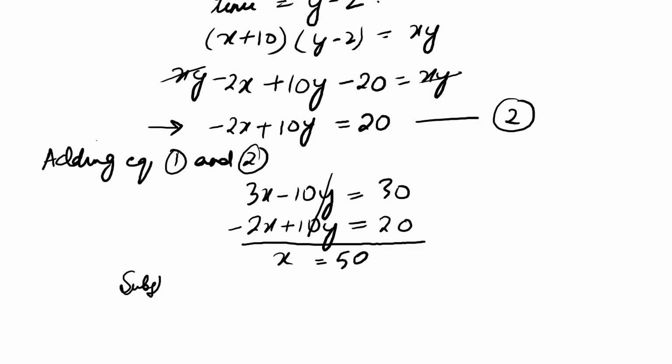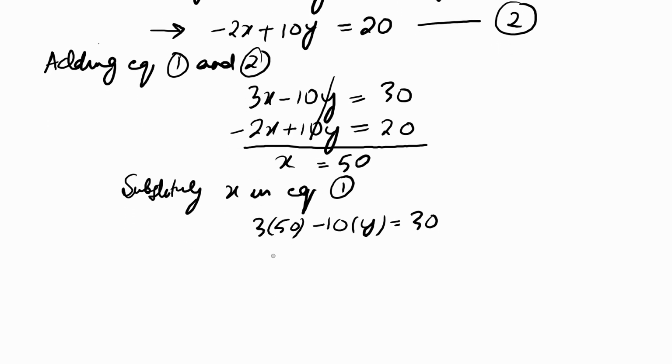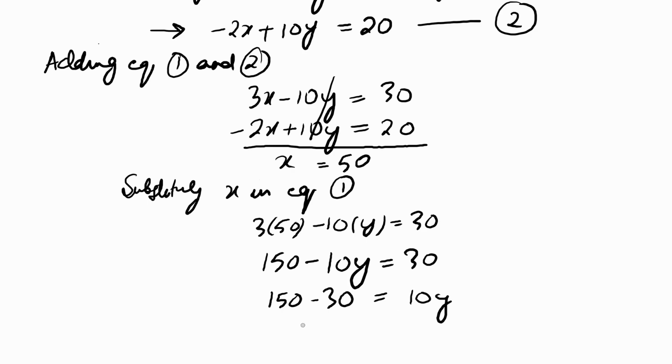Now let's substitute x in equation 1. What will happen? 3 into 50 minus 10 into y is equal to 30. So 150 minus 10y is equal to 30. That means 150 minus 30 is equal to 10y. That is 120 is equal to 10y. That means y is equal to 12.